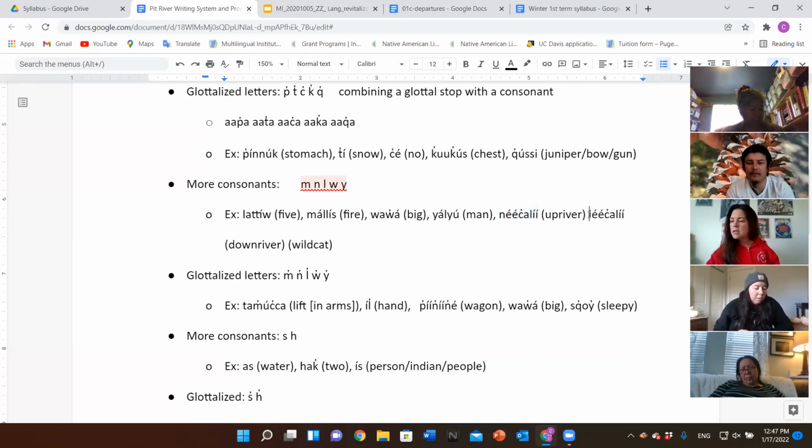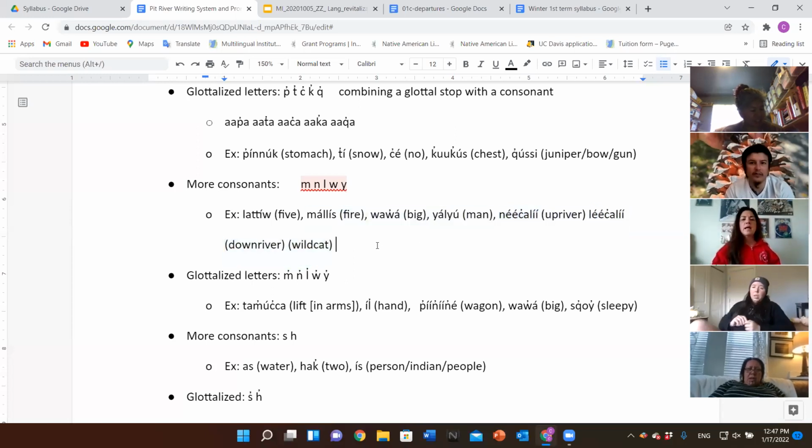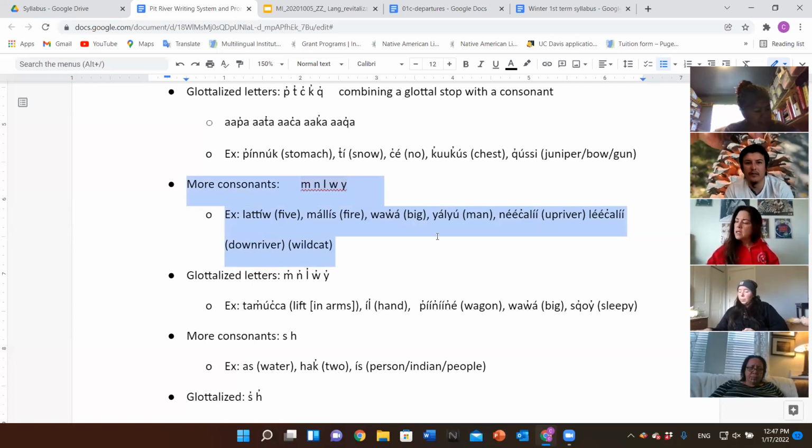And then here, upriver they would say Ne Chali, and downriver they'd say Le Chali. So I just put that in there just so you know. Any questions on these ones? This is pretty straightforward. Okay.